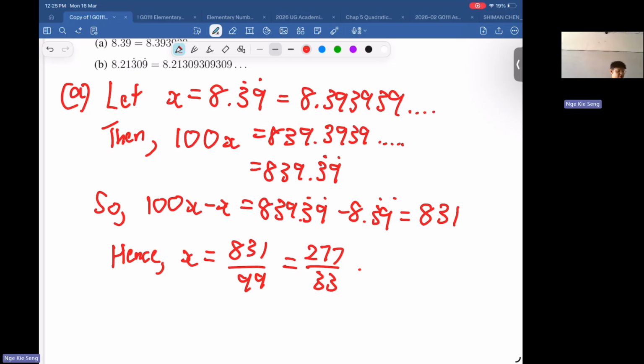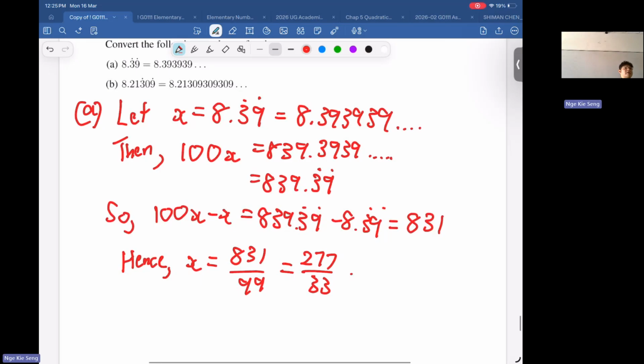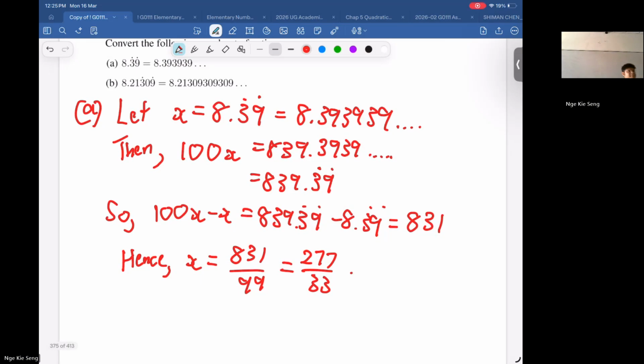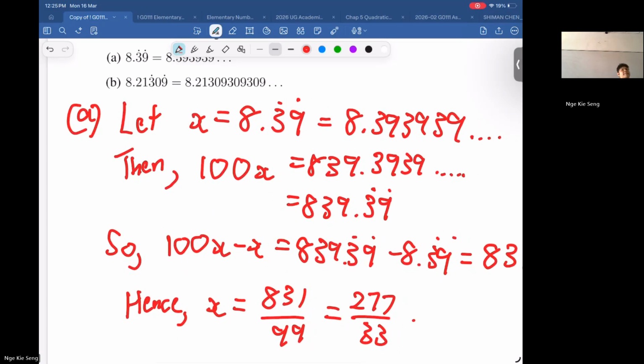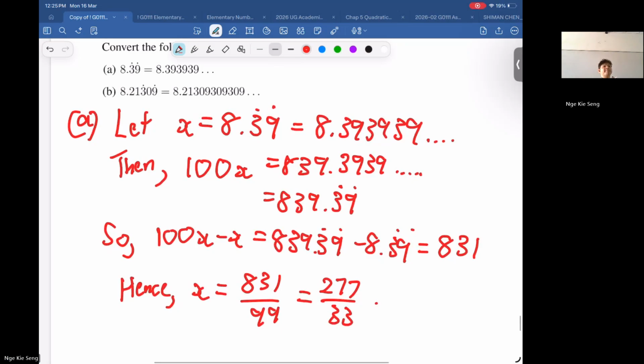Okay, you want to try the next one yourself? Yeah, try the next one. What can you do to remove the string of repeating numbers so that you get some integer? Yeah, try B. I give you 3 minutes.